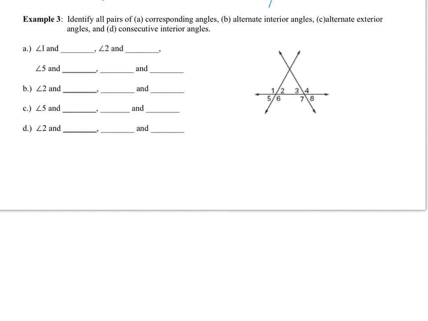Example 3, identify all pairs of corresponding angles. So let's do that first. So angle 1 here corresponds with angle 3. Angle 2 also corresponds with angle 4. Angle 5 corresponds with angle 7. And angle 6 corresponds with angle 8.